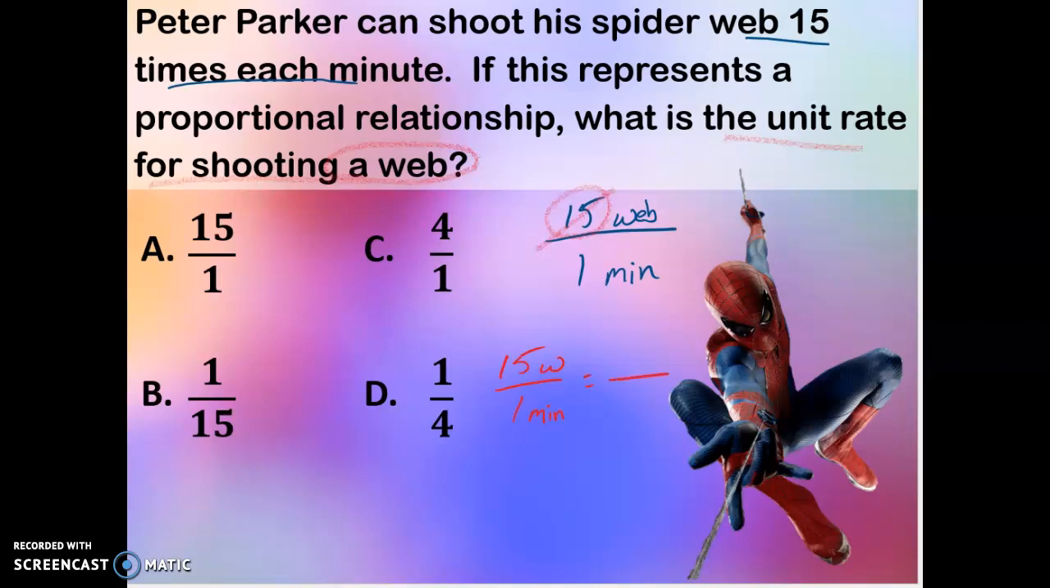We're going to divide both by 15. So we're going to divide by 15. And we're going to divide by 15. Now a minute can also be 60 seconds. So 60 seconds divided by 15 is 4 seconds. So one web is 4 seconds, and D is our answer.